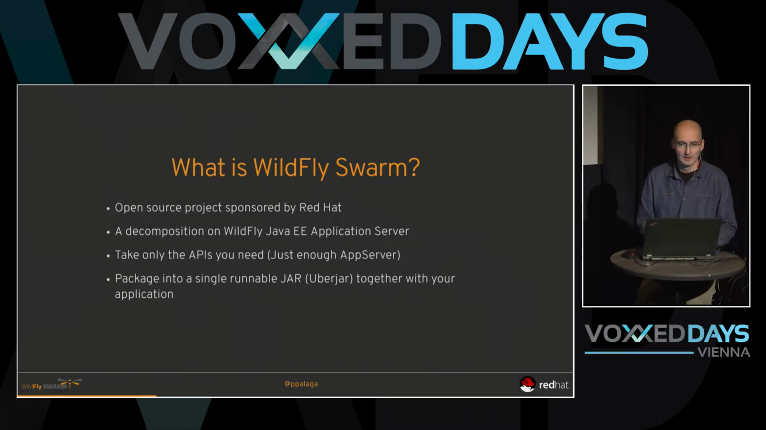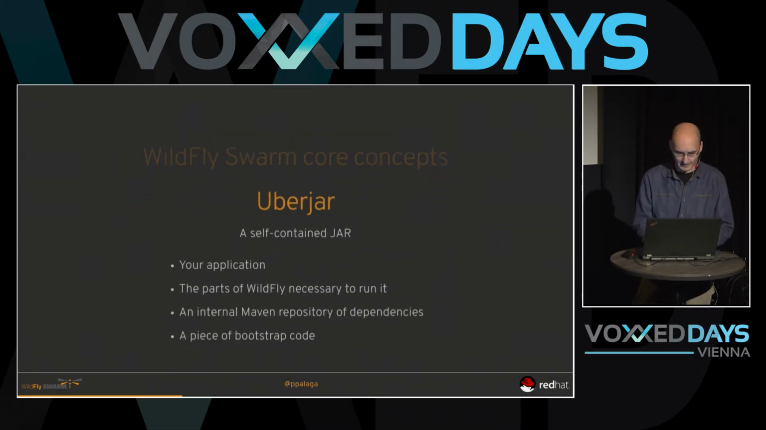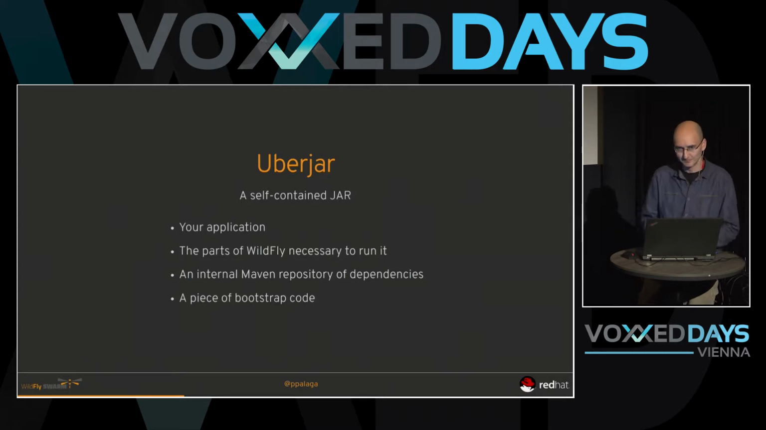attempts to decompose WildFly into smaller slices that can be used not independently, but that can be packaged together in such a way that an application brings with it only the parts it needs. It's very important to know that the way to distribute WildFly Swarm applications is an Uber jar, a self-contained jar that contains your application, the parts of the WildFly runtime that are necessary to run your application, an internal Maven repository with dependencies your application requires, and a piece of bootstrap code.